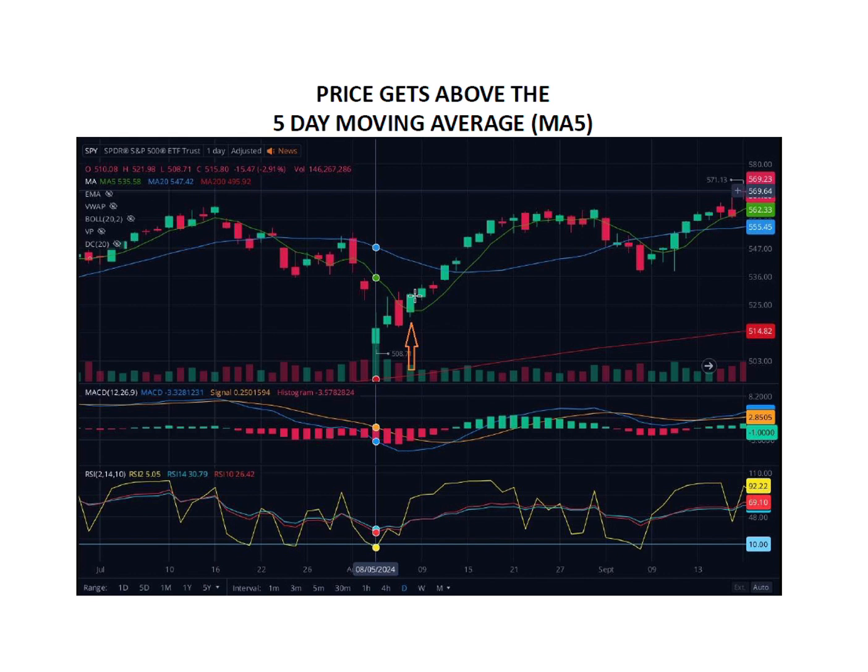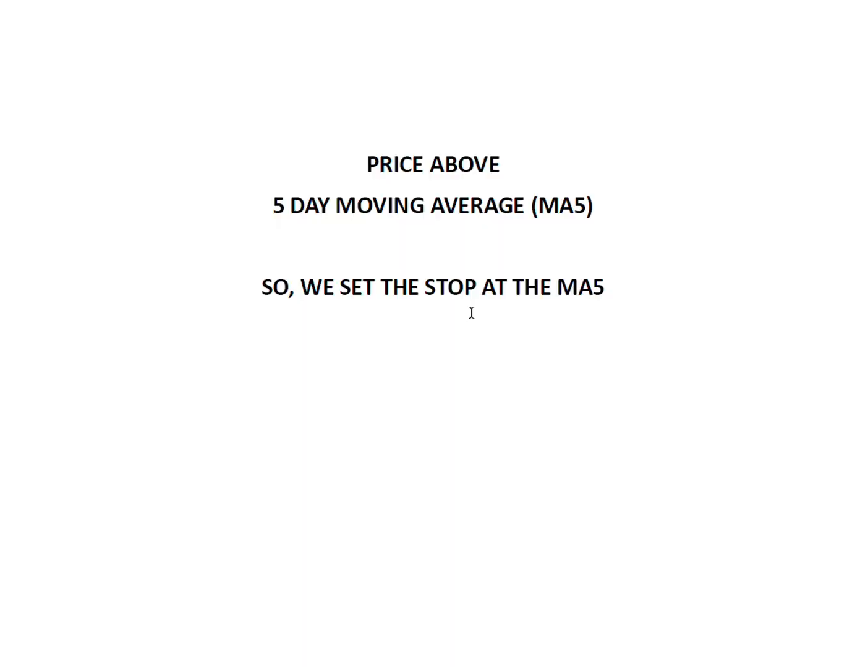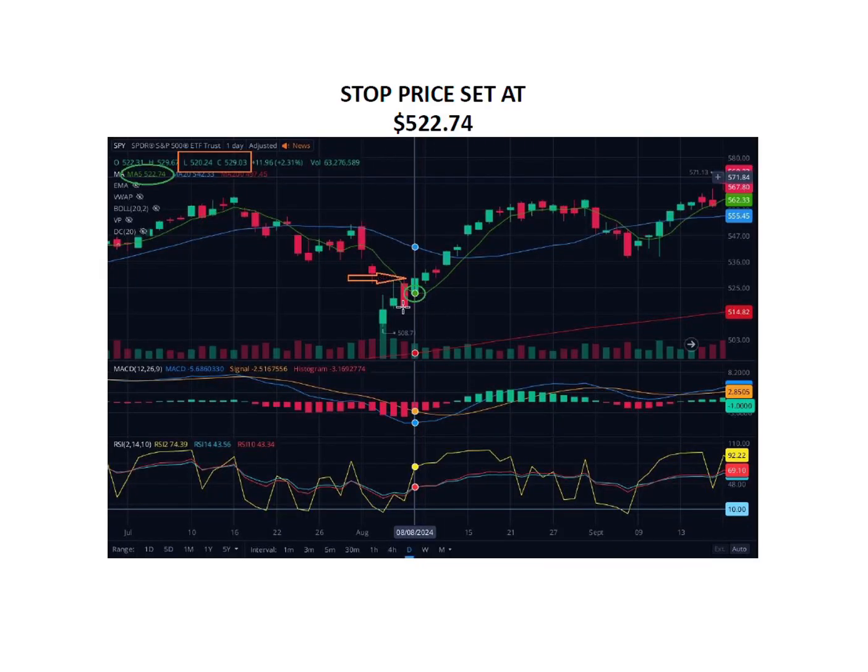And since it went so far up and it's green, I'm going to go ahead and put my stop at the bottom of the green line, okay? So we're going to set our stop at that MA5 right there. So we have our stop set at 522.74. Remember, we got in at about 515, right? So we're already looking pretty good. All right, so we got our stop set at 522.74.